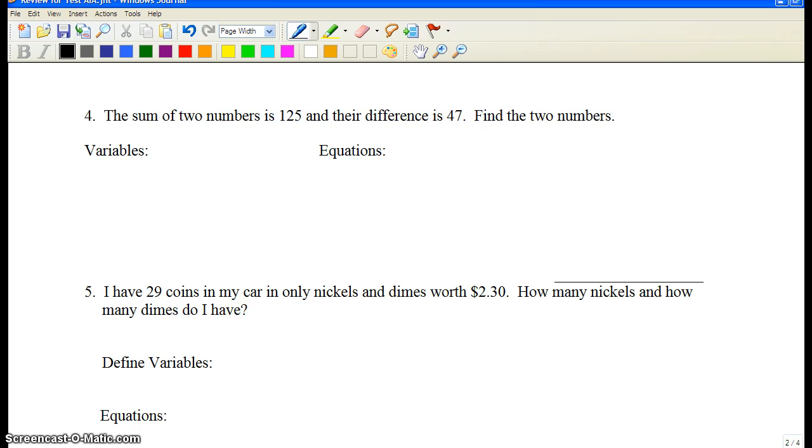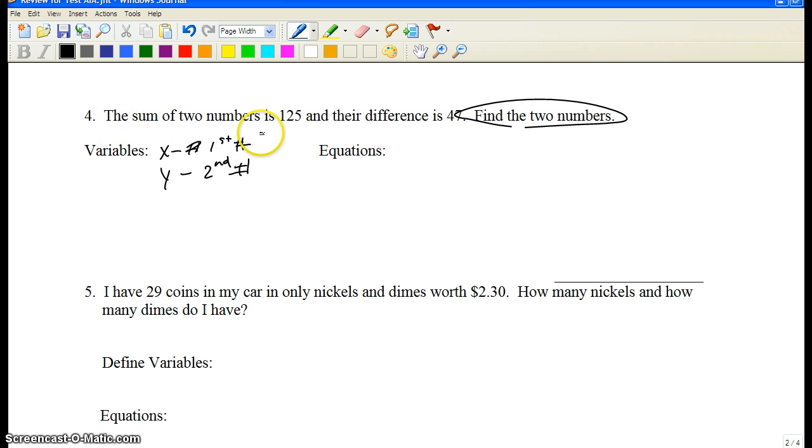Number 4. The sum of two numbers is 125, and the difference is 47. Find the two numbers. So those wind up being our variables. x, we're going to say, is the first number. y, we're going to say, is the second number. And then let's see what we get.